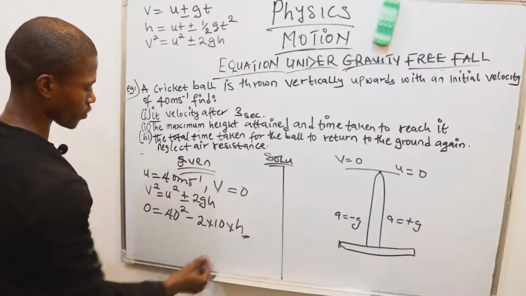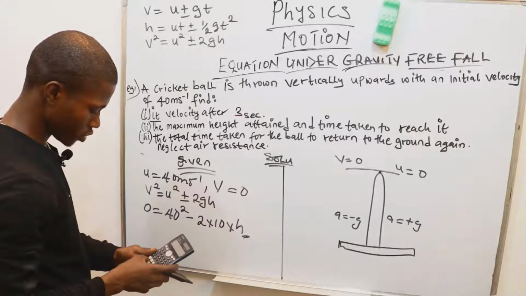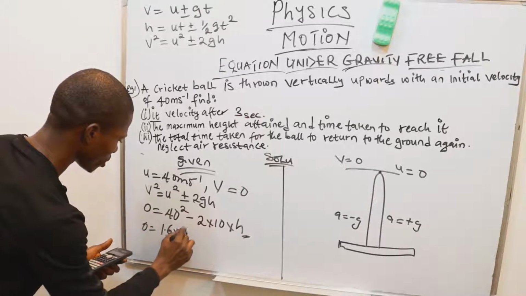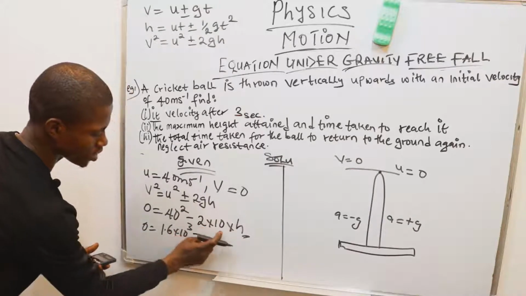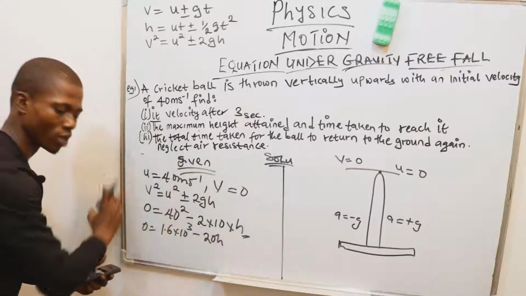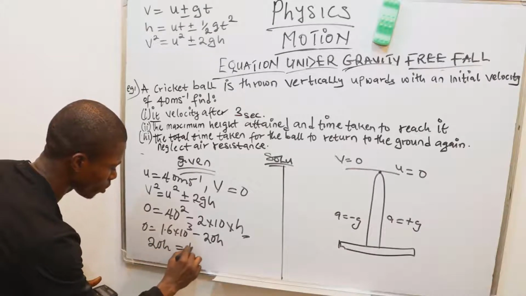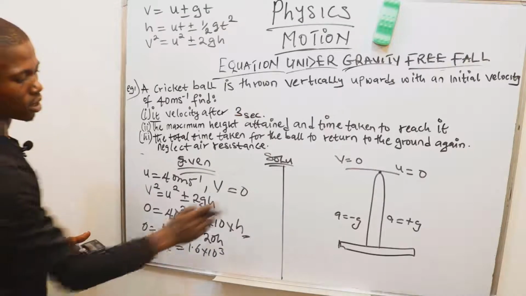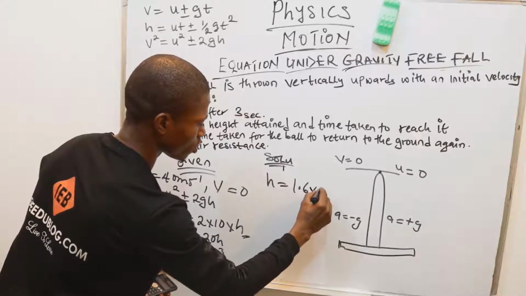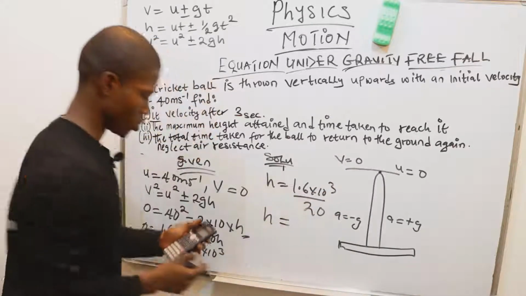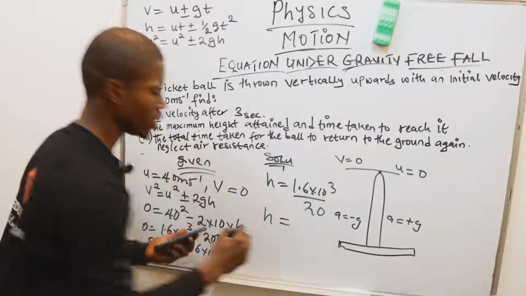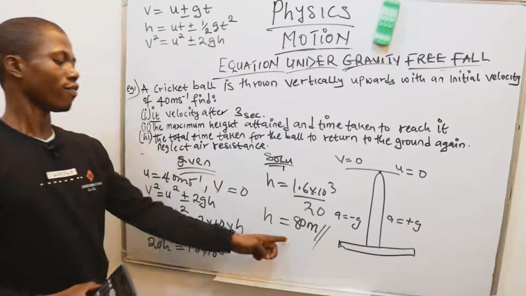Let's make h the subject of the formula. 40 squared, let's punch our calculator, gives us 1.6 times 10 to the power 3. So 0 is equal to 1.6 times 10 to the power 3 minus 2 times 10, which is 20h. Making h the subject, 20h goes over to the other side, so 20h is equal to 1.6 times 10 to the power 3. H is equal to this divided by 20, which gives us 80 meters. This is our final answer for the maximum height.